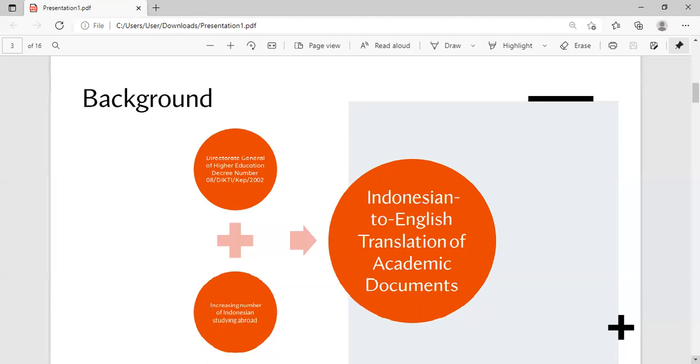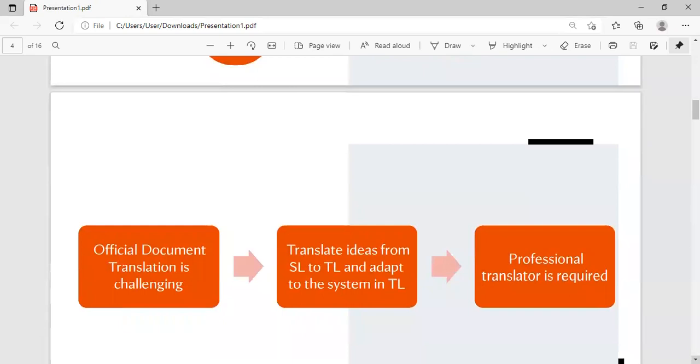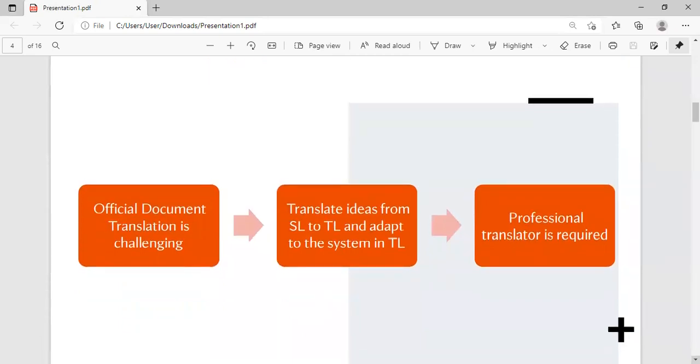As we know, the number of Indonesian students studying abroad is increasing from one year to another. It creates demand for translating academic documents from Indonesian to English. Well, translating official documents is a challenging task. It happens because such documents contain technical vocabulary, long and complex sentences, terminology that may not have equivalents in the target language, and also concepts that do not exist in the target language.